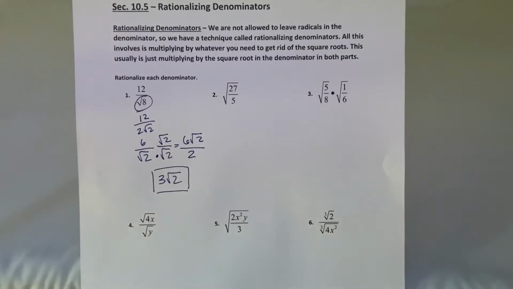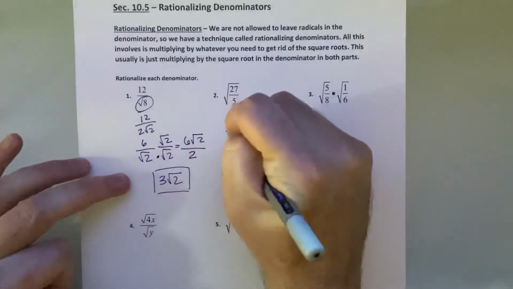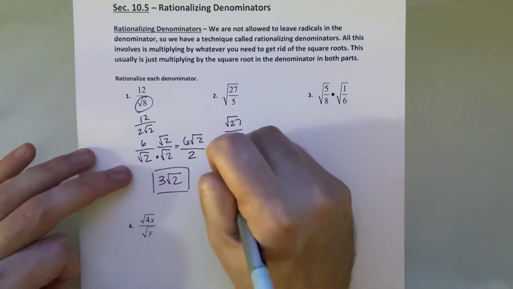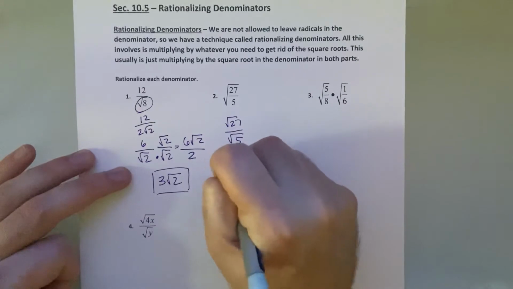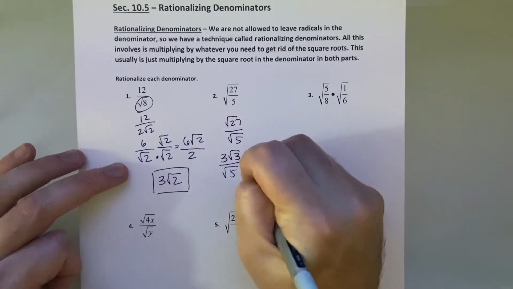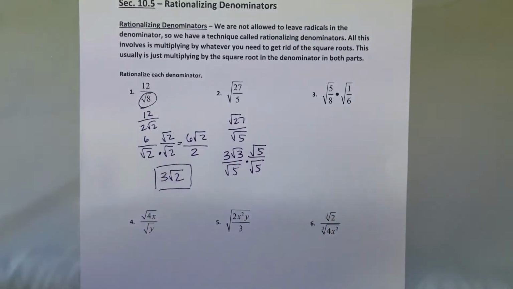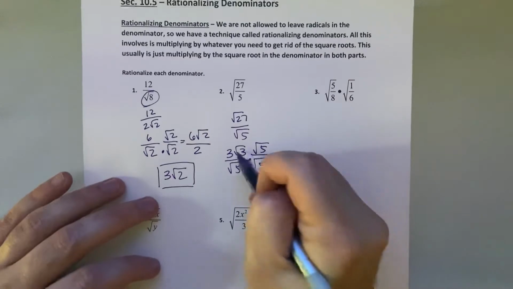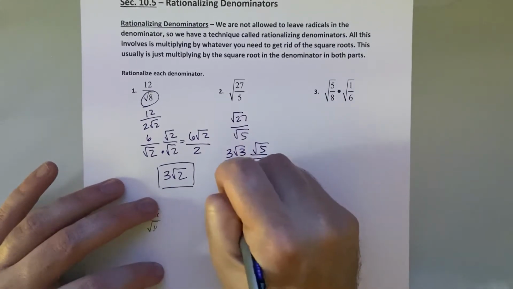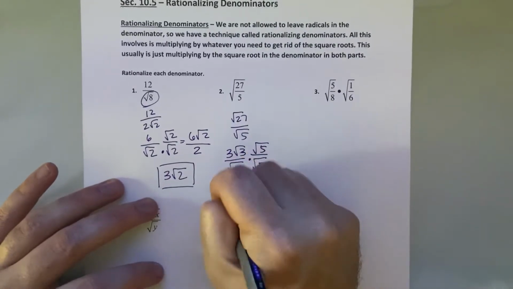Square root of 27 over the square root of 5. If the whole thing's under the square root, you can apply the square roots separately. Square root of 27 is 3 square roots of 3 over square root of 5, because this is 9 times 3. Again, to clean up the denominator, we multiply by the square root of 5 over the square root of 5. Two square roots multiplied together, you just multiply them together under the single square root. So this is 3 square roots of 15 all over 5.